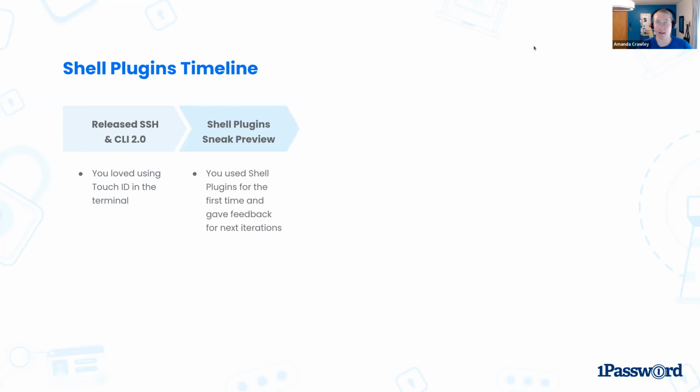So in the August-September timeline, we did a shell plugin sneak preview. You got to use shell plugins for the first time and gave a lot of feedback so that we could keep iterating. We started with quick wins, the most popular and easiest CLIs to integrate with. So we got some validation, and then we templated it a bit to make it easy to add more shell plugins. Next slide.